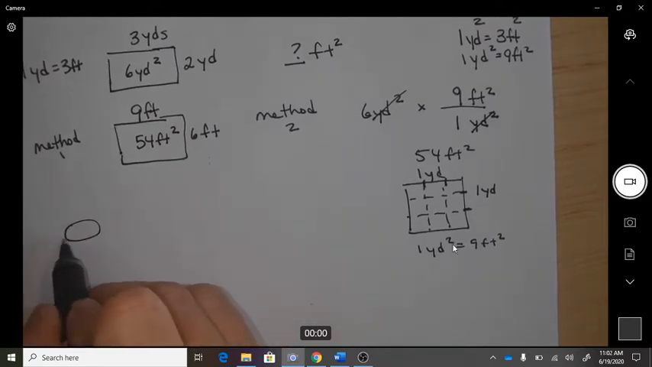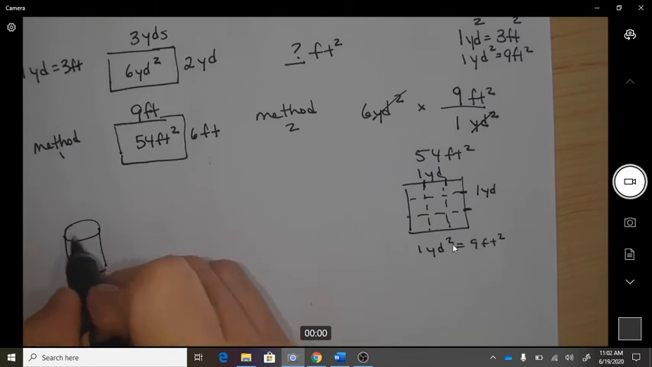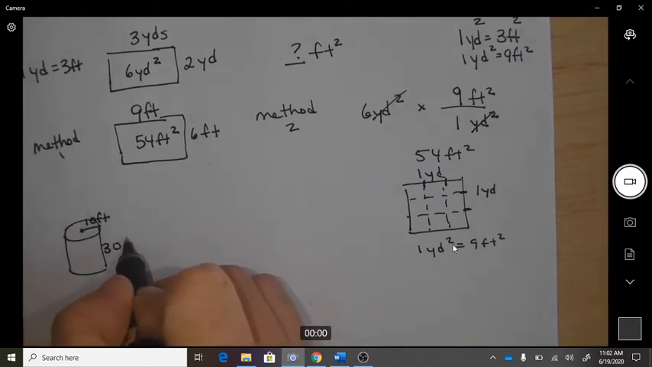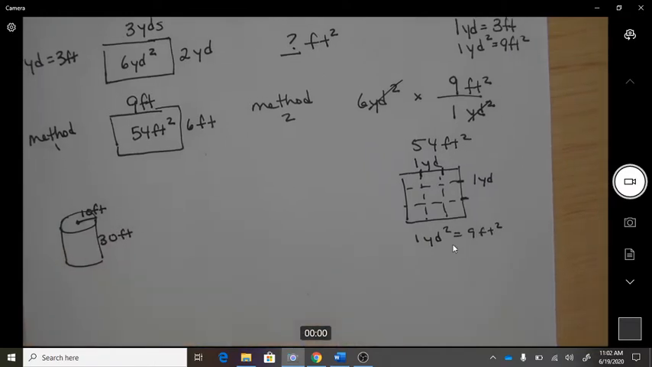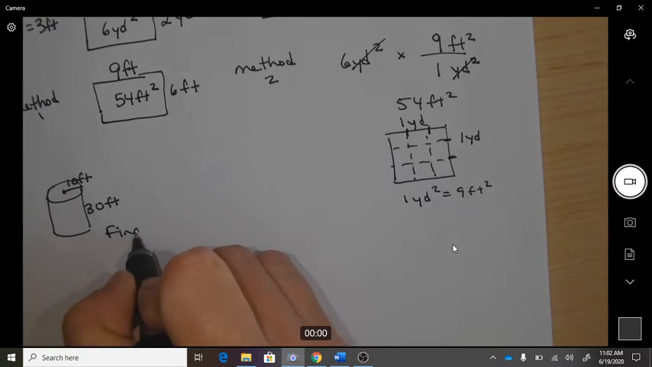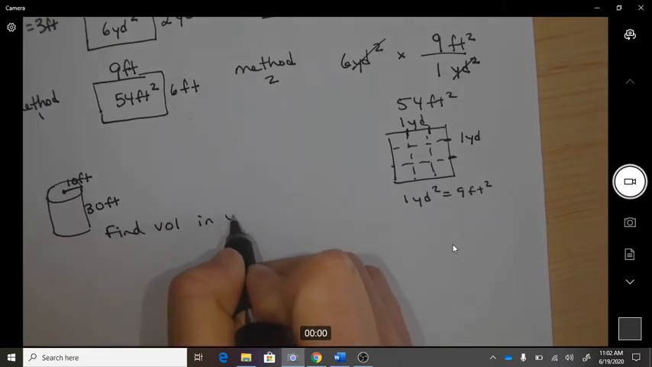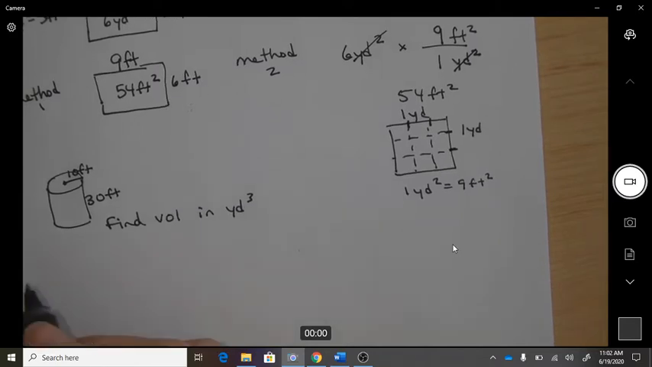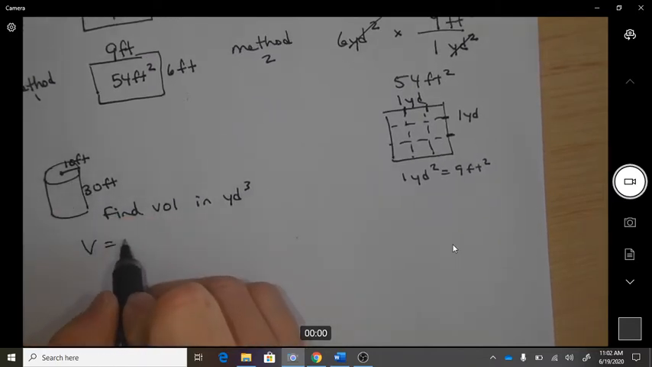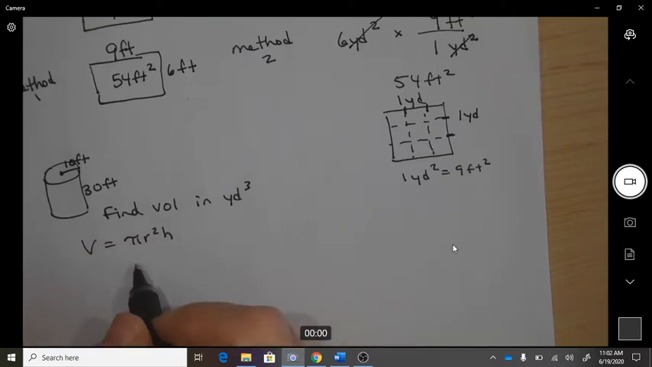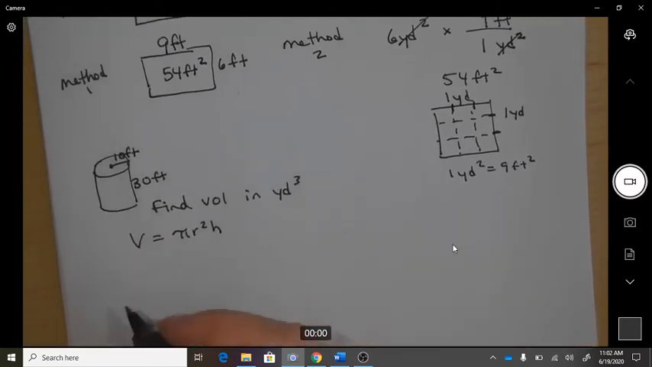I'm going to have a cylinder here, 10 feet, 30 feet. Okay, so find the volume in cubic yards. Alright, so volume is pi r squared h. That's the formula. So we'll do both methods.